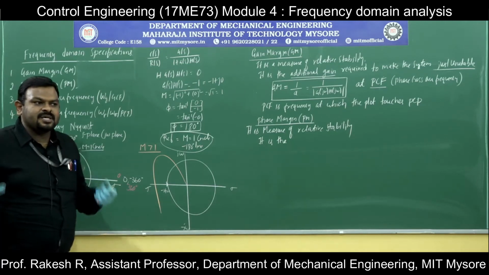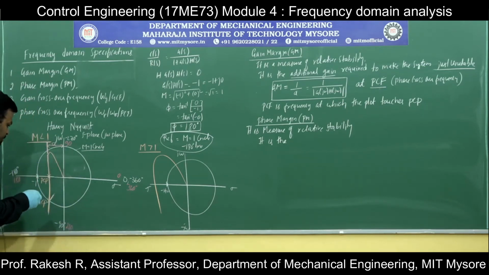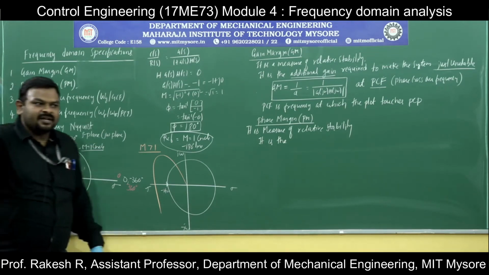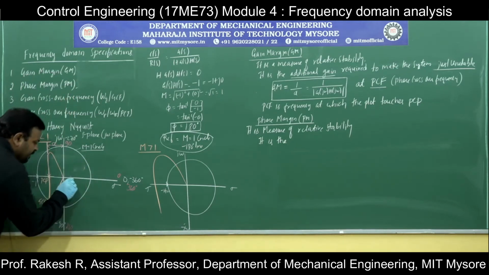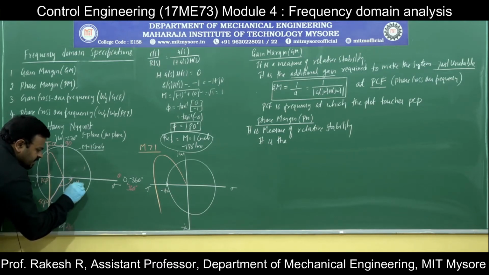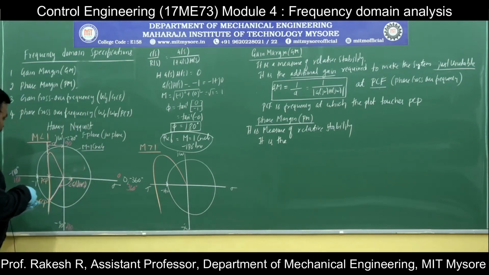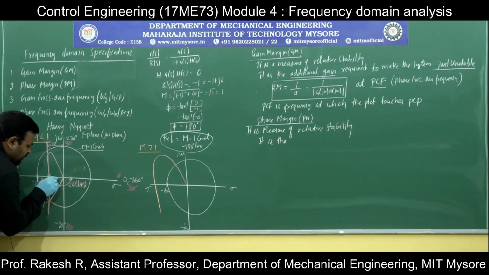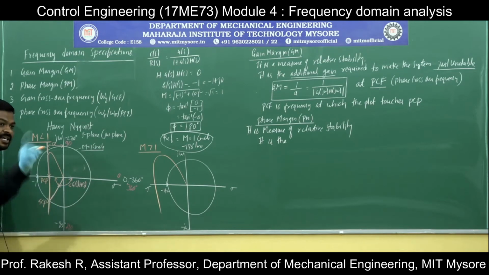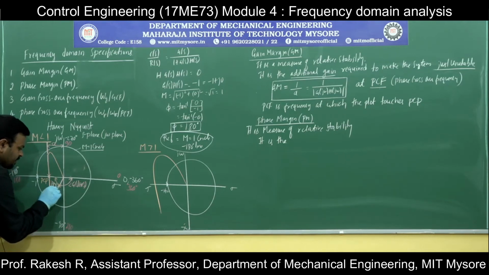In order to get phase angle, I need to have some reference to measure the angle. I will join the origin to the gain crossover point, and that reference I will get. So from the real axis to this line is the angle of G(s)H(s), that means the phase angle of the open loop transfer function. I need to add this amount of phase angle in order to make the system just unstable. If I add this, it will be minus 180 degrees. So this is phase margin.